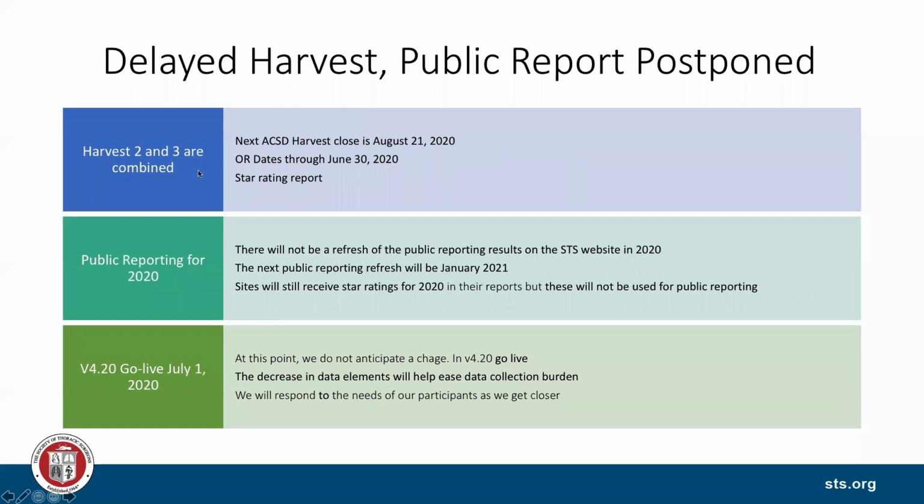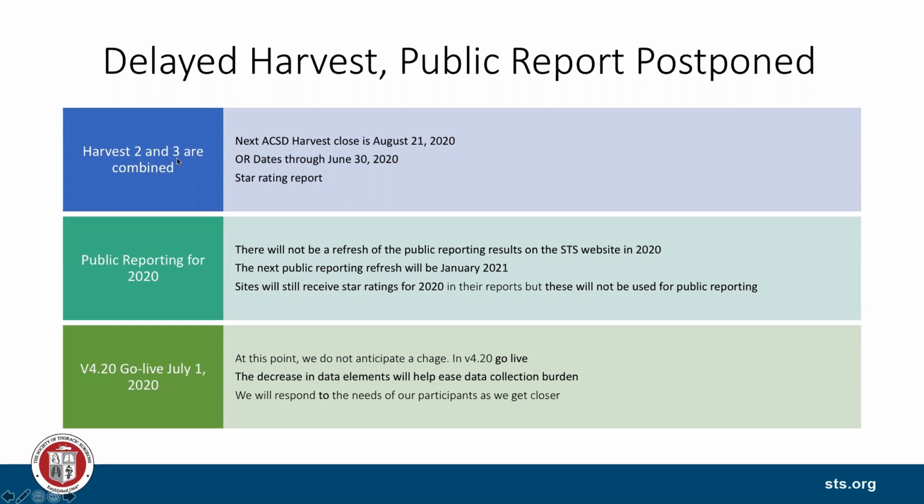All right. So we sent out another email, I think it was on Friday of last week. We talked about combining Harvest 2 and 3, we talked about public reporting, and we talked about go live for July 1st. From this email, we had some questions about what's going on with the July 1st go live. I had asked already about your thoughts on it. There was kind of a 50-50 split between July 1st and January 1st. So we'll take that back.